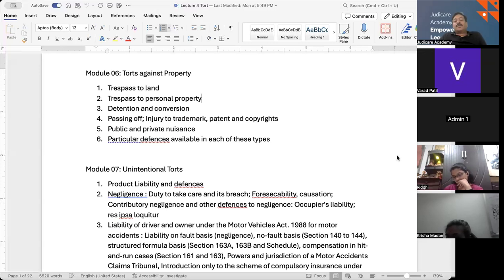Now, what are the key elements for that? First, substantial interference. It cannot be just a very small interference for a very small point of time. The plaintiff must show that the defendant's action caused a significant disruption. So it has to be a substantial interference. When we say interference to the public and the individual, it has to be significant.